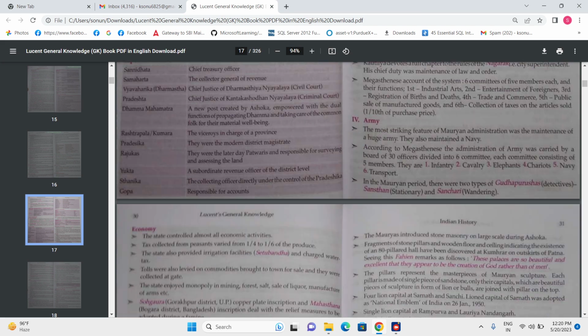In the Mauryan period there were two types of Gudha Purusha, also called detectives. One is Sansthan, meaning stationary, another is Sanchari, meaning wandering. Sansthan means the detectives who stay at one place and give all information to their king or minister, and Sanchari means wandering, they roam from one place to another, get the information and send it to their minister or king.